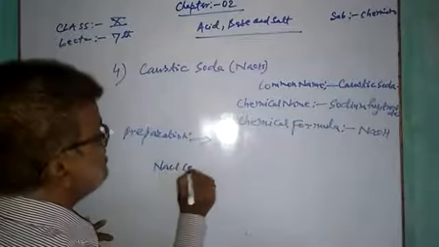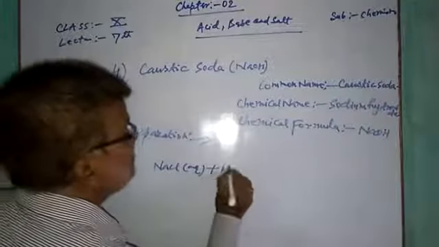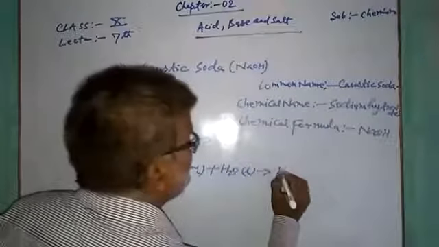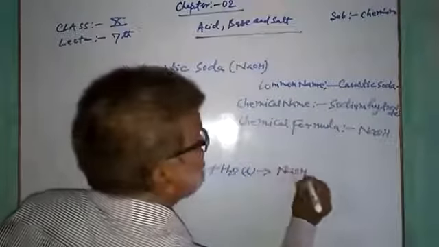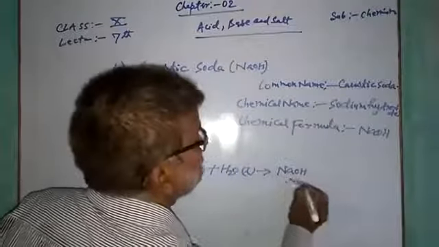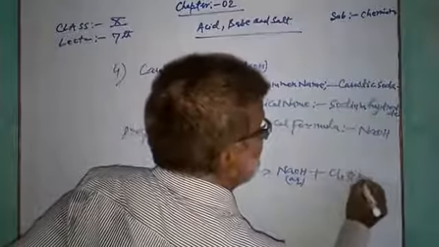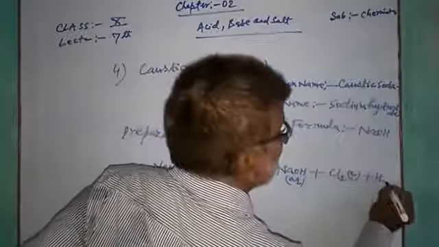NaCl aqueous plus H2O liquid gives NaOH plus Cl2 gas plus H2 gas.